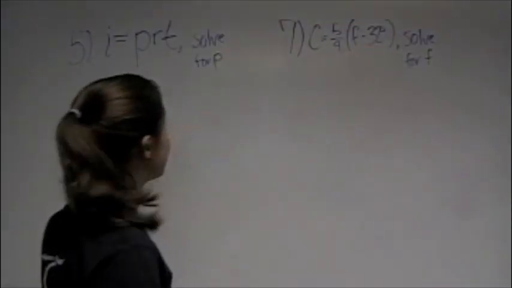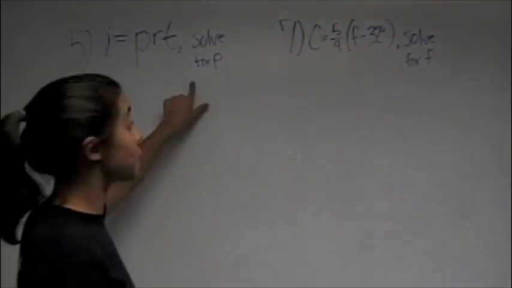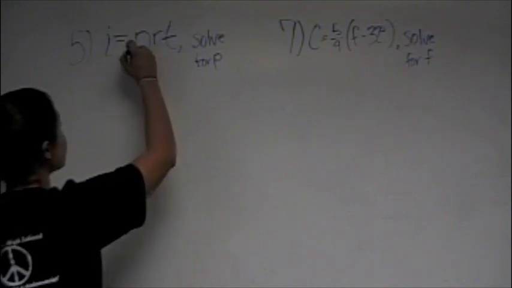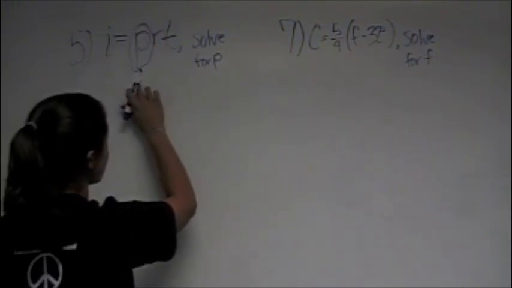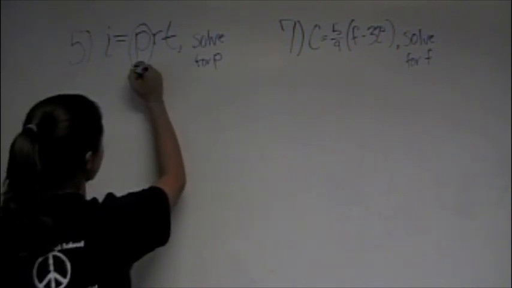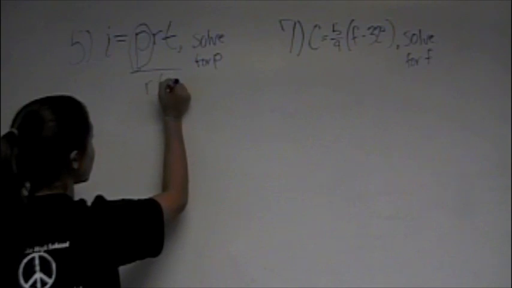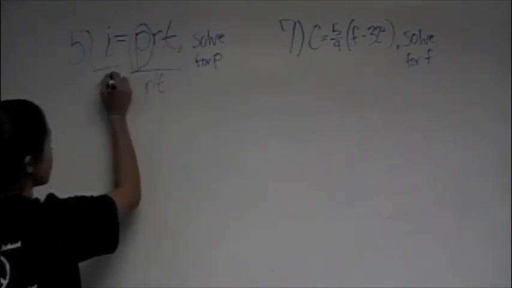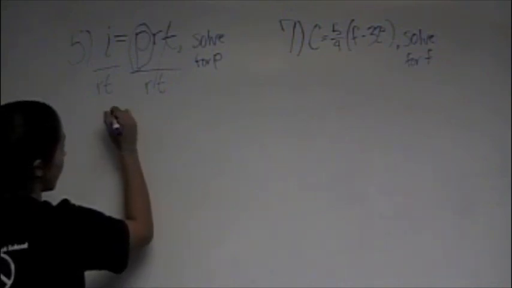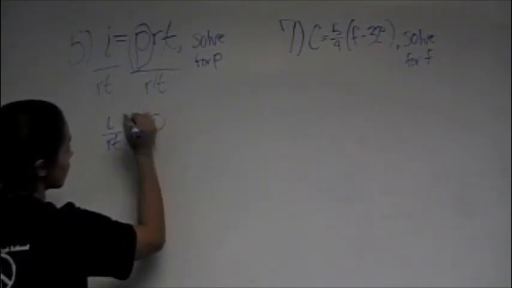Alright, let's take a look at number 5. We have I equals PRT, and we want to solve for P. So we circle P, and we say, okay, how can we get P on this side of the equal sign by itself? So we want to divide by the other two things that are there, R times T. So these cancel, and we divide by R times T over here. So we have I over RT equals P.